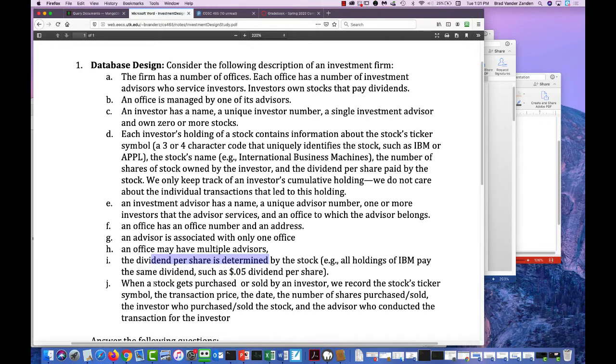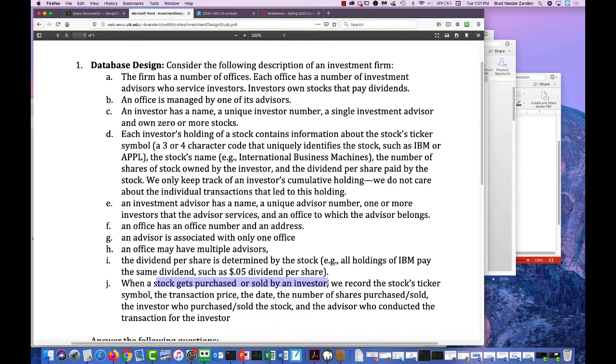Finally, we have: when a stock gets purchased or sold by an investor, we record the stock's ticker symbol, the transaction price, date, and so on. A stock gets purchased or sold by an investor. That sounds like some kind of relationship because we have a verb. Now you might be thinking, okay, we have two verbs there, and that is true. So we might have to keep in mind maybe it's two relationships or maybe it's just kind of like a transaction. So it's the same relationship, but it certainly looks like some kind of relationship here.